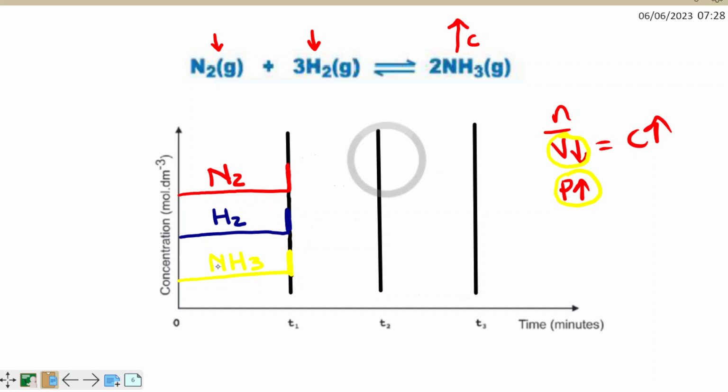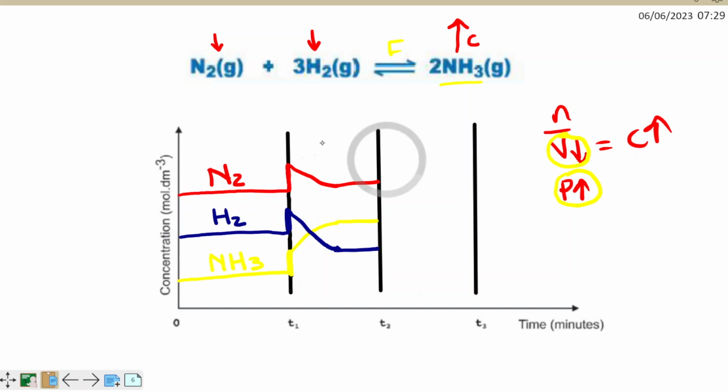So the system wants to respond to this disturbance. The system said, okay, let me look for the side that has fewer moles. Which side is that? It is the NH3 side, which means the forward reaction will be favored. So the system favors this side, NH3. It increases the concentration of NH3, and then in response, it decreases the concentration of the reactants until a new equilibrium is reached. This is the new equilibrium, and this is the new equilibrium.